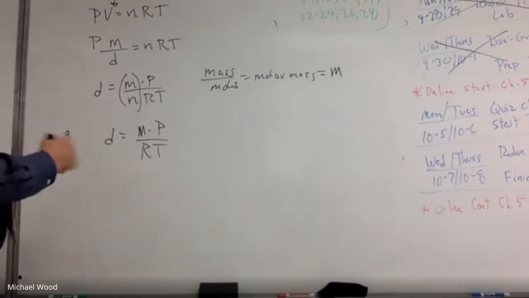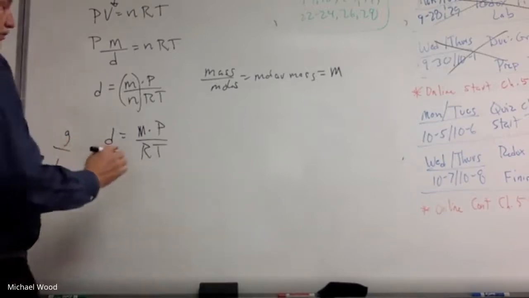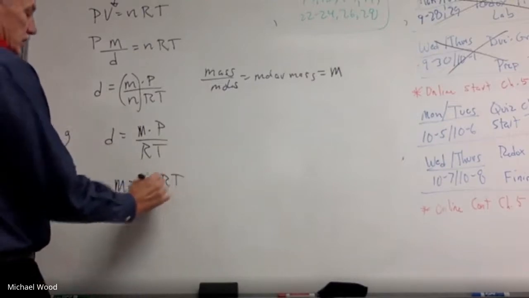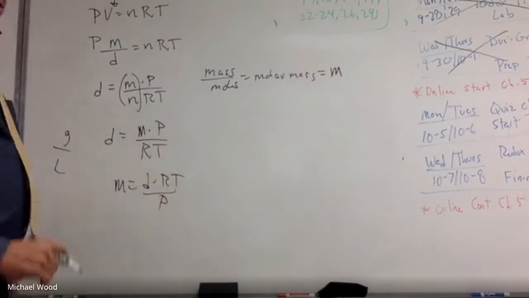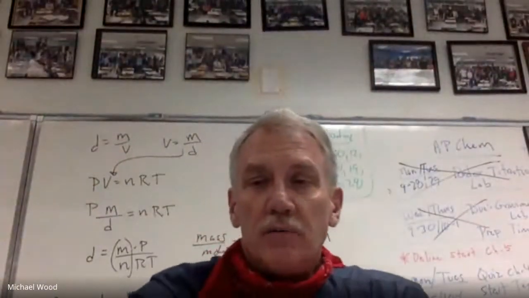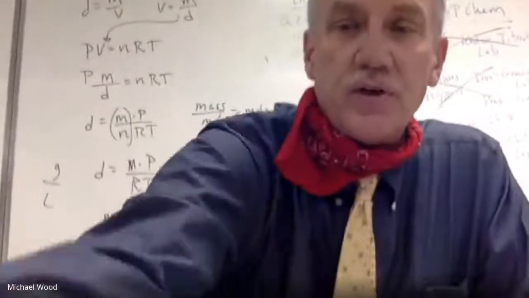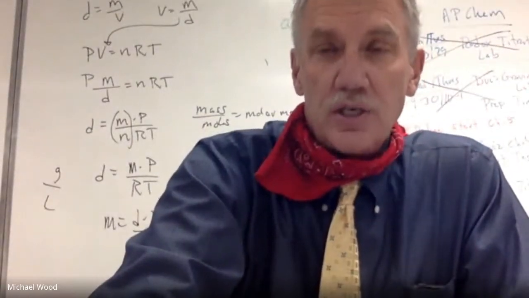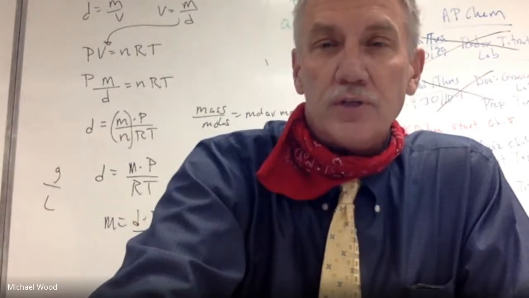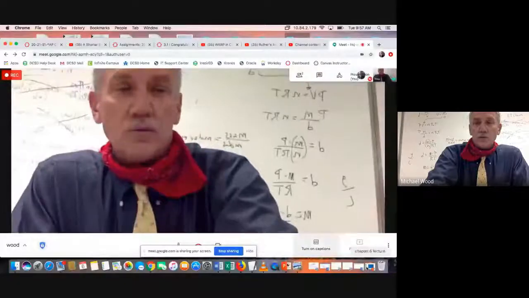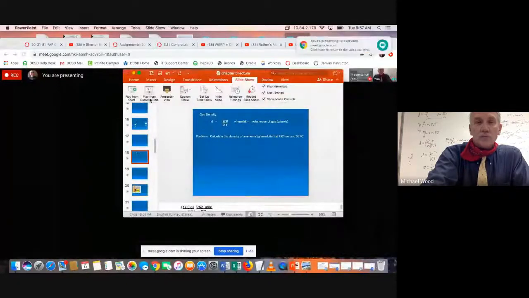Now, we could rearrange this, and if we are trying to solve for the molar mass, it is equal to density times RT over P. Again, I don't want to spend a lot of time on this, and I've already probably spent too much, but that's the derivation of density using the density equation and using PV equals nRT. And with that, you could do a problem like this.